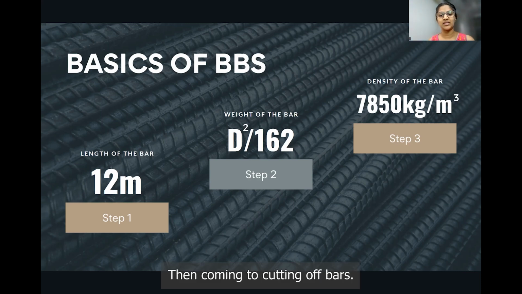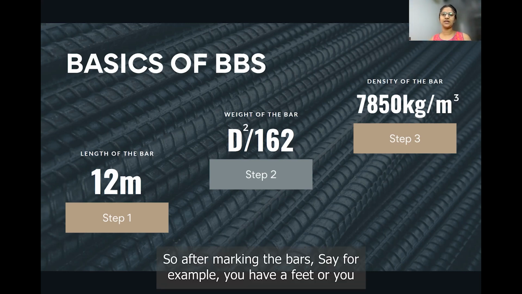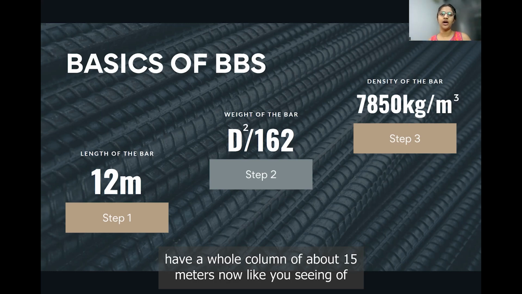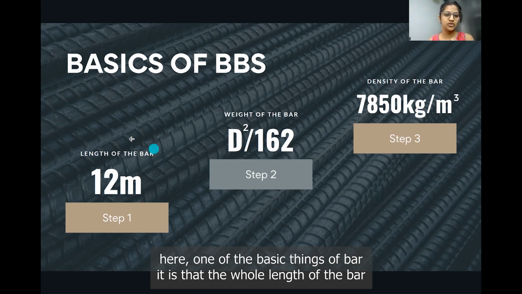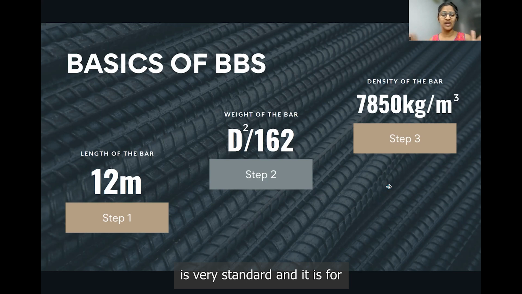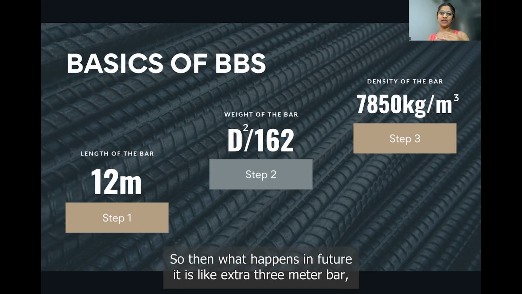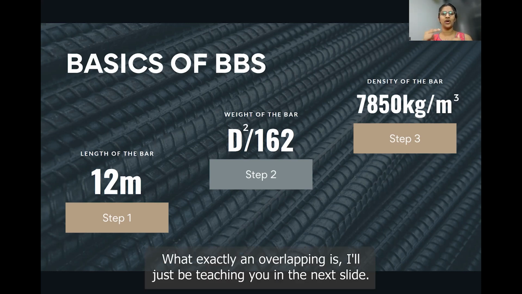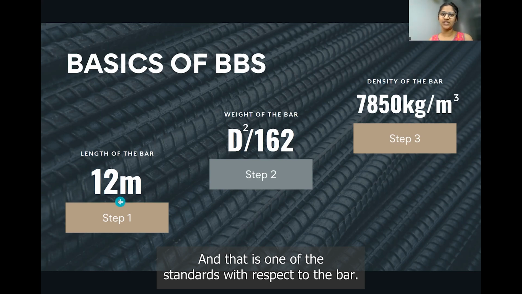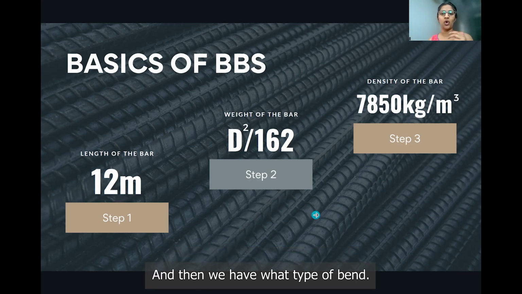Then coming to cutting of bars. After marking the bars, say for example, you have a column of about 15 meters. Now, one of the basic things about bars is that the whole length of the bar is very standard, at 12 meters. So now the column is 15 meters. Then what happens is that the extra 3-meter bar will have to be overlapped with it. What exactly overlapping is, I'll be teaching you in the next slide. That is one of the standards with respect to the bar. And then we have what type of bend.